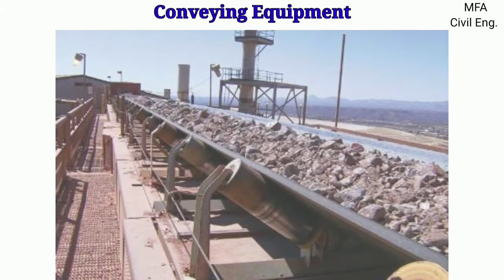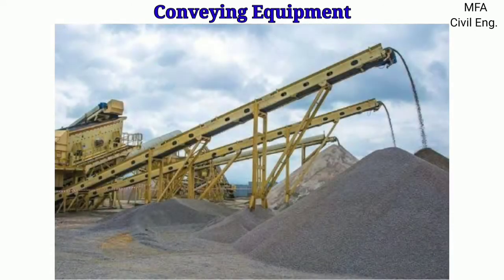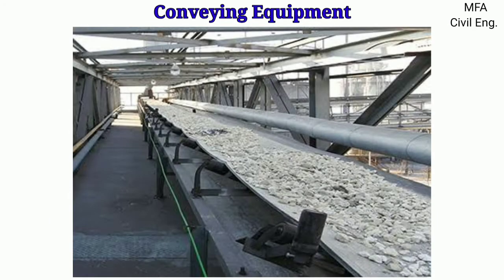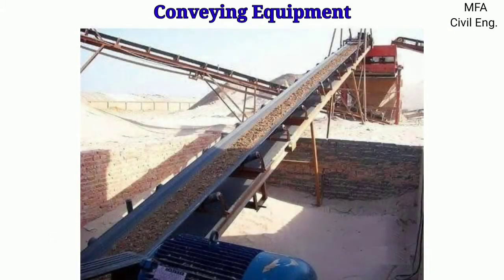Conveying is a process of transporting a material from one place to another over a stationary structure. Therefore, conveying equipment are those which carry material in a continuous stream with its distinct features like endless chain or belt. Conveying can be done horizontally, vertically, or inclined.